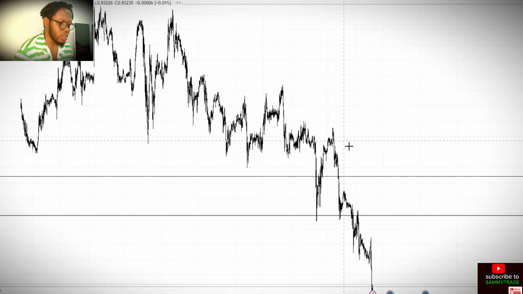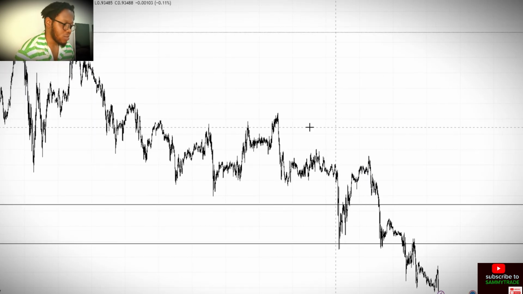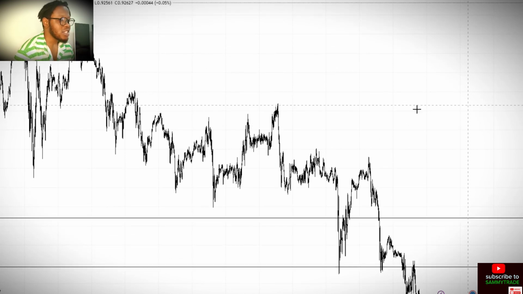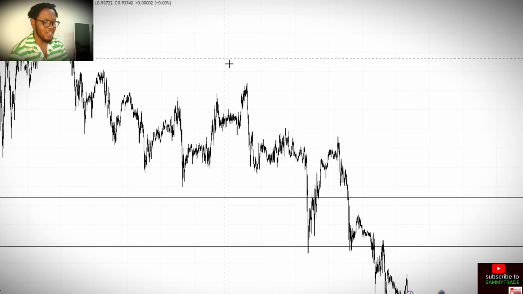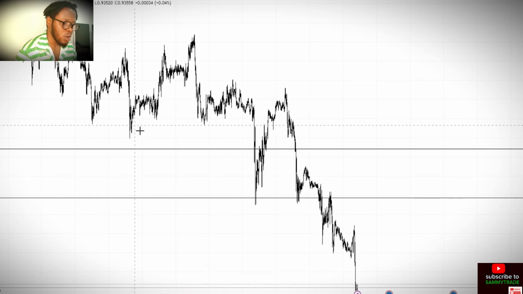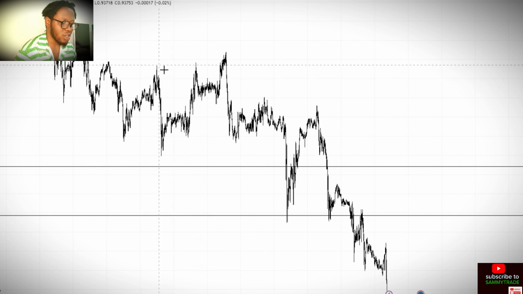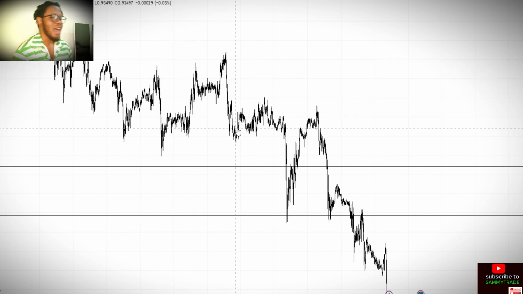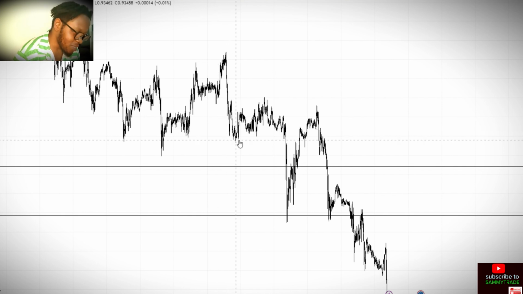So at this point, look at this, guys. Price is bearish, man. Price was giving us a lower low, lower high, lower low, lower high. Now this is a change of character. This is a change of character. So I was waiting for a pullback. I waited for a pullback at this point, but price did not give me what I was waiting for.